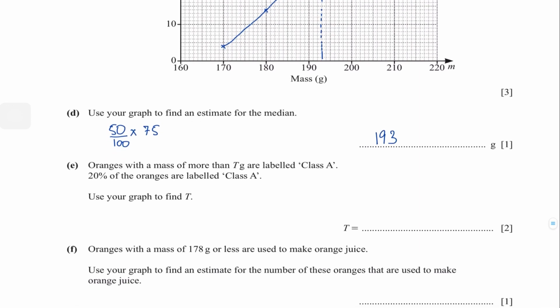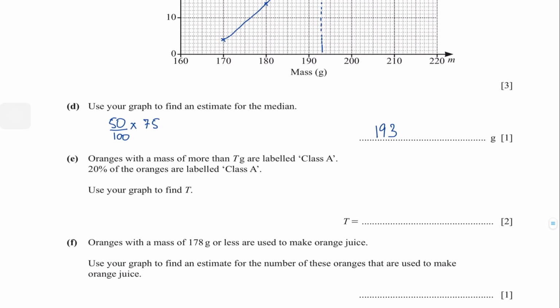Okay, now let's do part E, which says oranges with a mass of more than t grams are labeled as class A. 20% of the oranges are labeled class A. Now the question says use your graph to find t. So 20% of the oranges are labeled class A. So let's find out what 20% of the total frequency is equal to. So 20% of 75 is going to be equal to 15. So that means 15 such oranges are labeled class A.